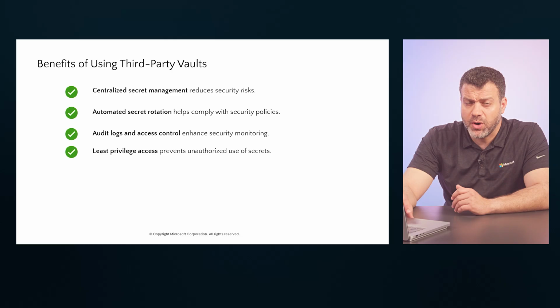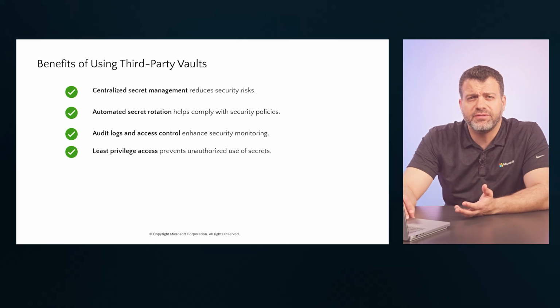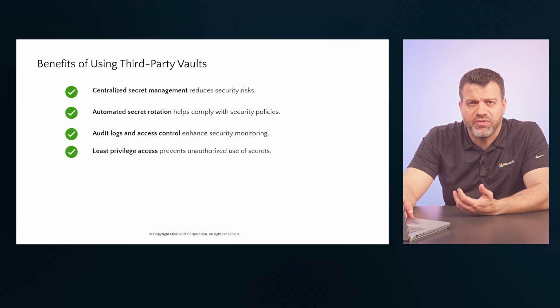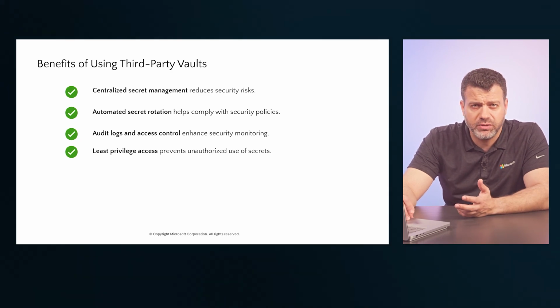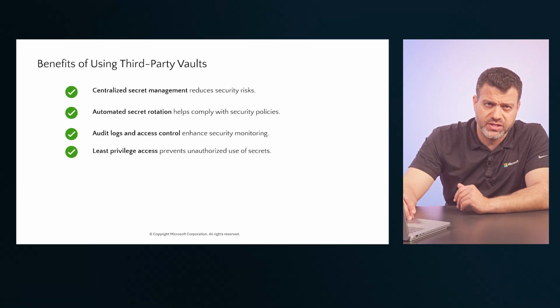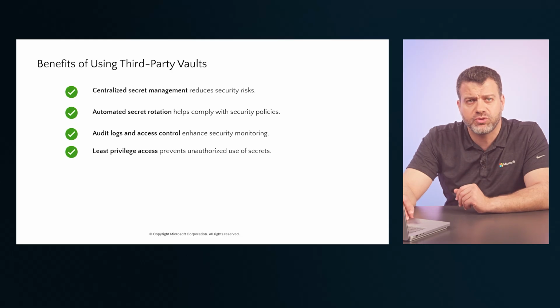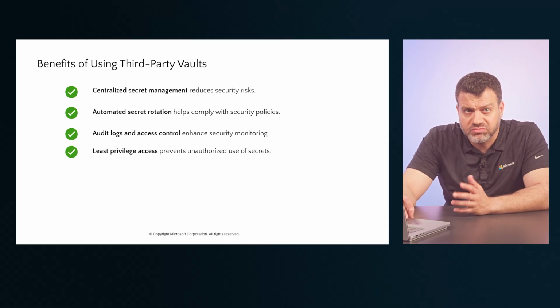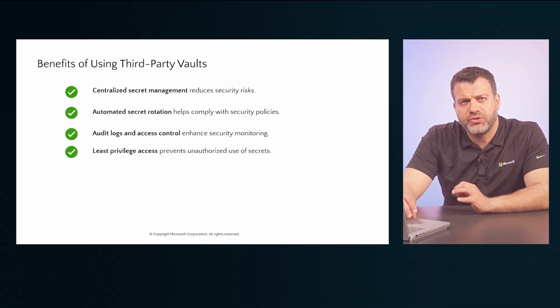GitHub secrets are powerful, but many enterprises also go a step further with external vaults. External vaults such as Azure Key Vault or HashiCorp Vault give you several advantages. Centralized secret management: one place to manage all credentials across systems. Automated secret rotation reduces risk from long-lived credentials. Audit logs: full visibility into what's going on. And least privilege access.